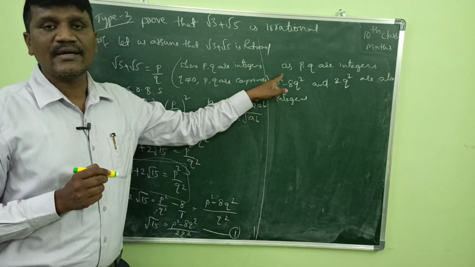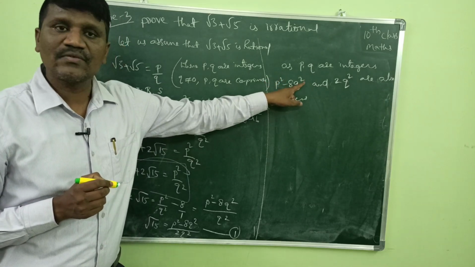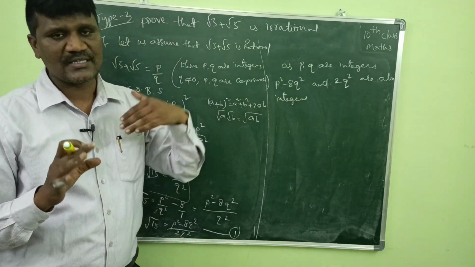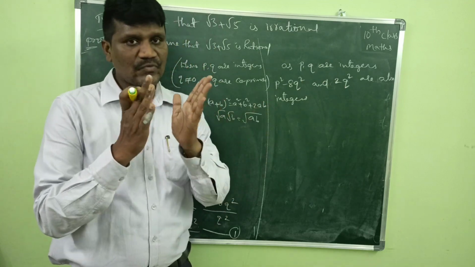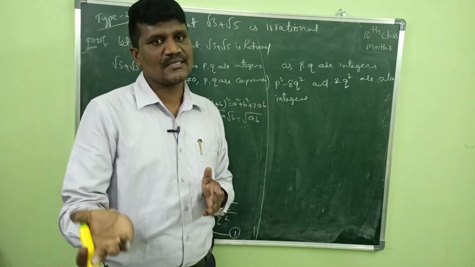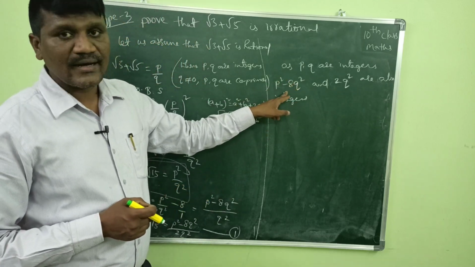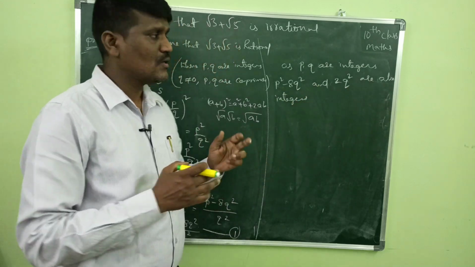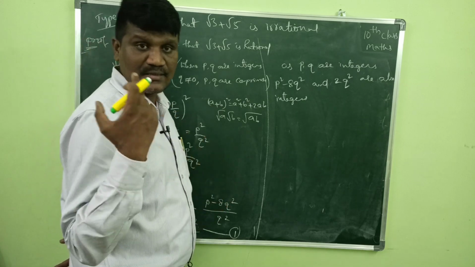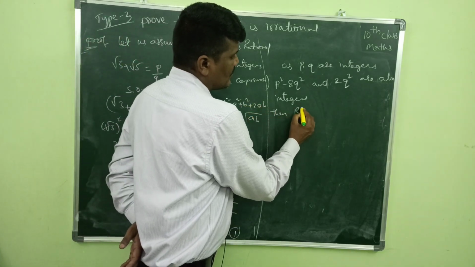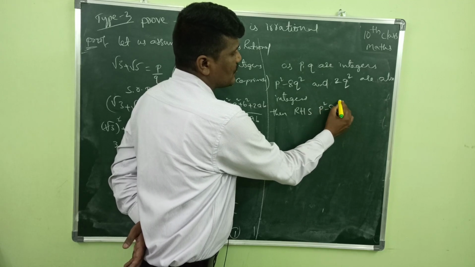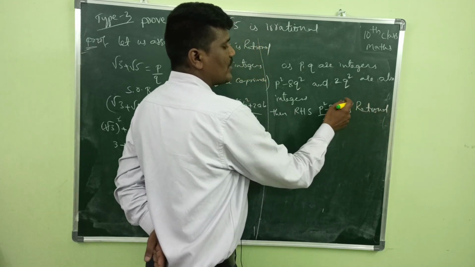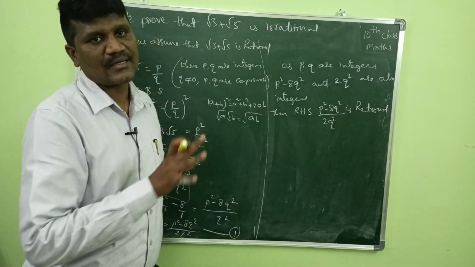Why? Because the square of any integer is an integer. 8 into the square of an integer is an integer, and integer minus integer is also an integer. These rational number properties we learned in the 9th class only: sum of two rationals is rational, product of two rationals is rational, like that. So I can directly write p comma q are integers, p square minus 8q square and 2q square are also integers. So if numerator and denominator both are integers, I can write that RHS p square minus 8q square by 2q square is rational.